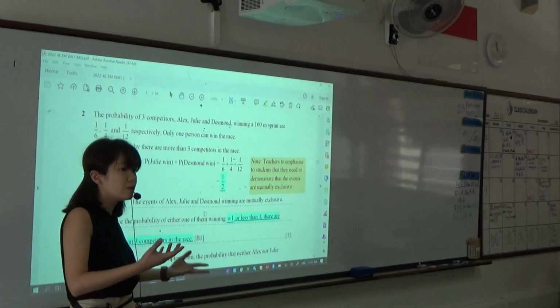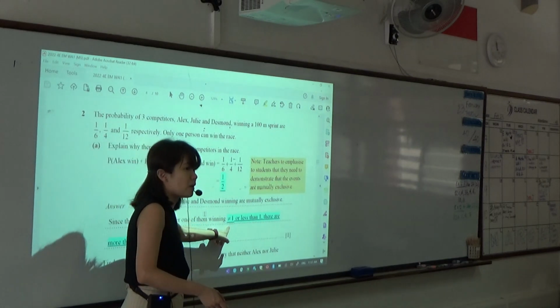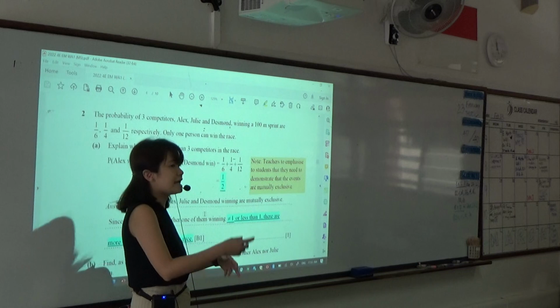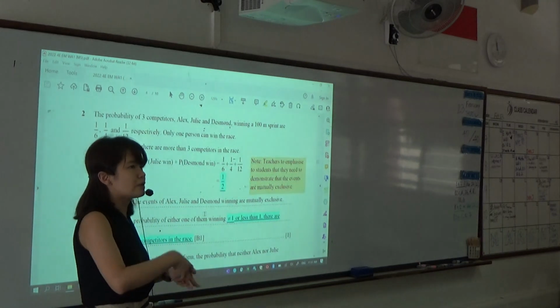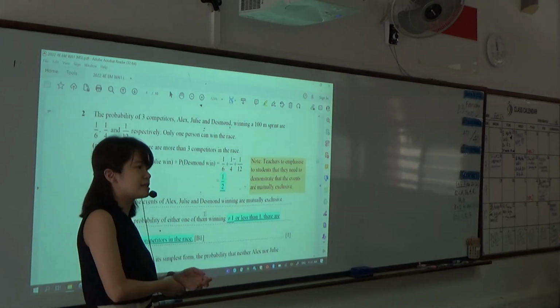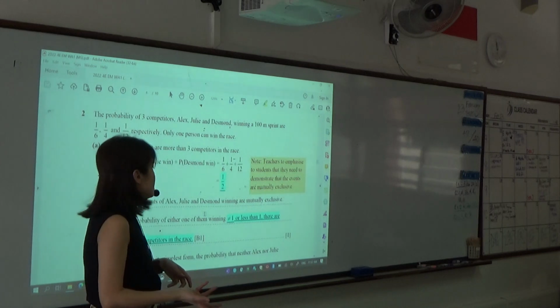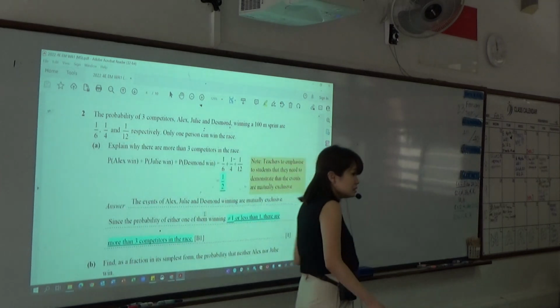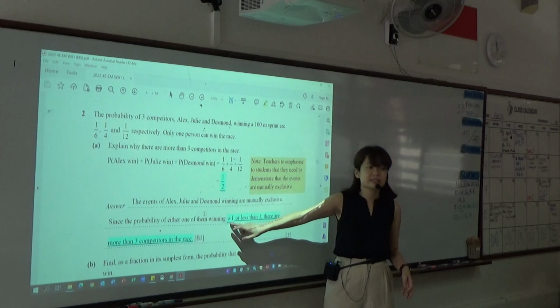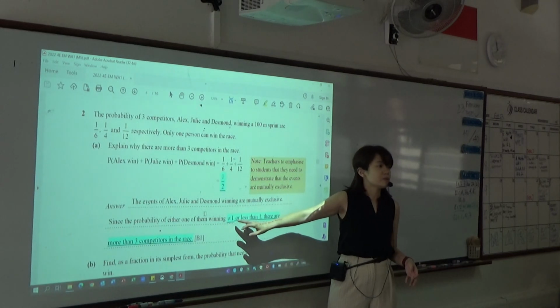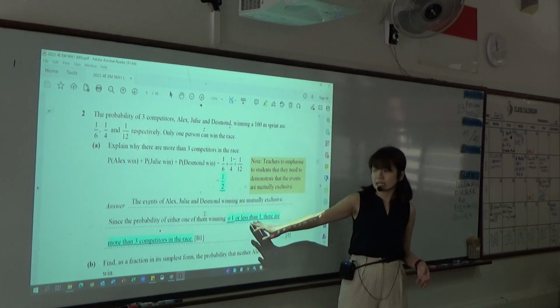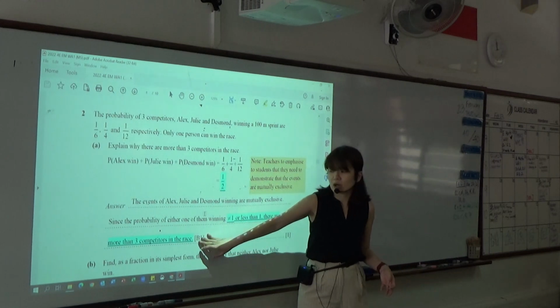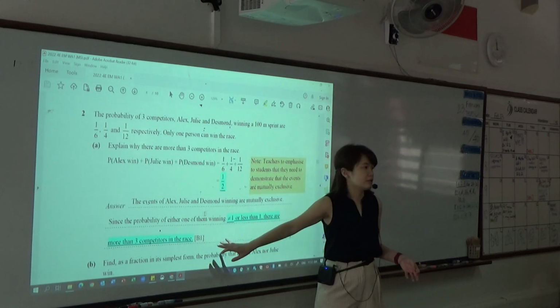Actually, the better version is to say not equals to 1, because if you say less than 1, then I don't know whether you actually meant that you're looking for something that's more than or equals to 1 or not. So actually I would say the ideal is to say that the probability is not equals to 1, rather than to say that it is less than 1. Understand? Then we conclude there are more than 3 competitors in the race.